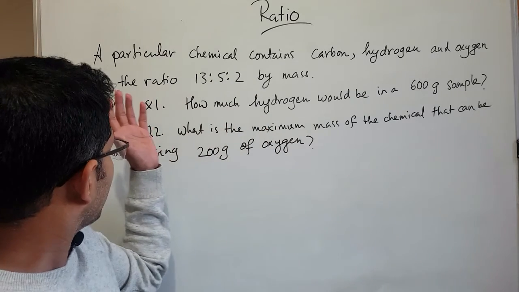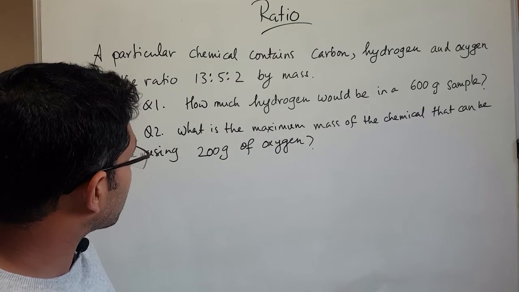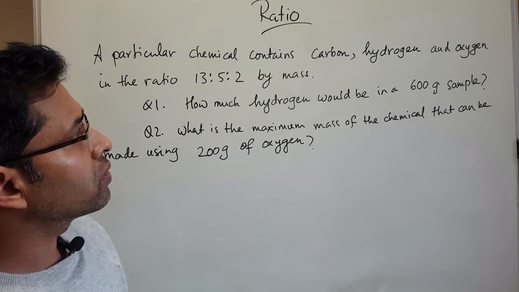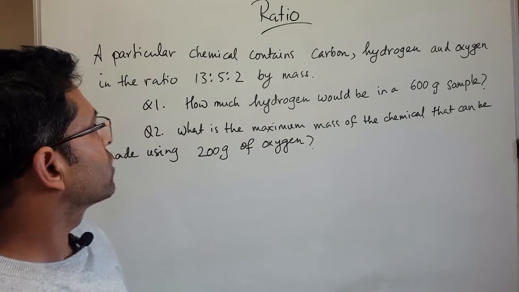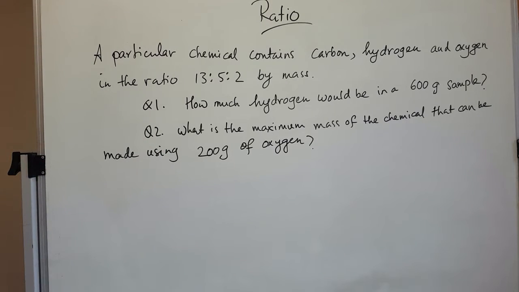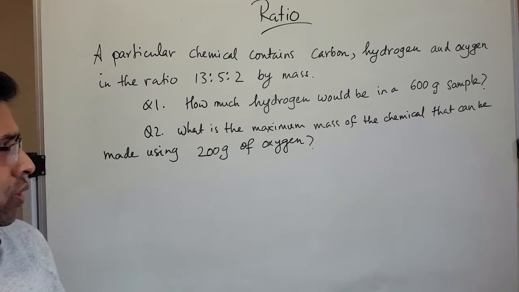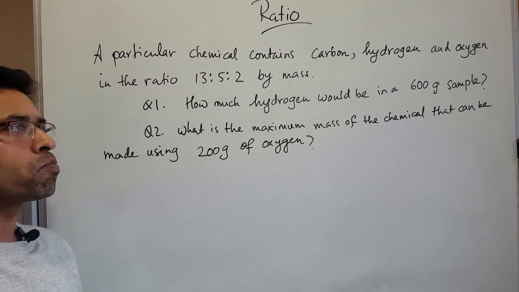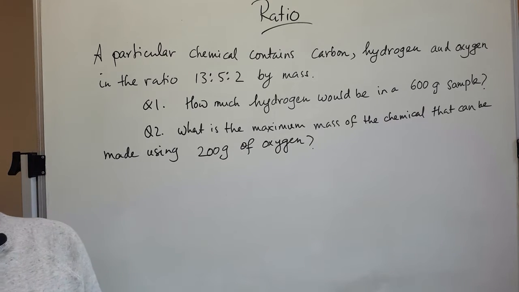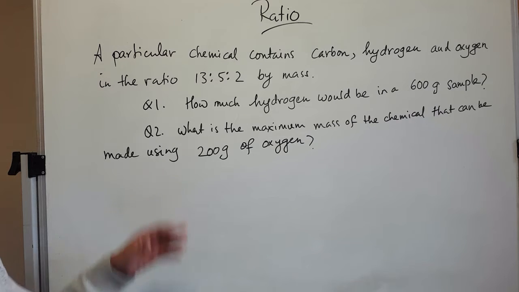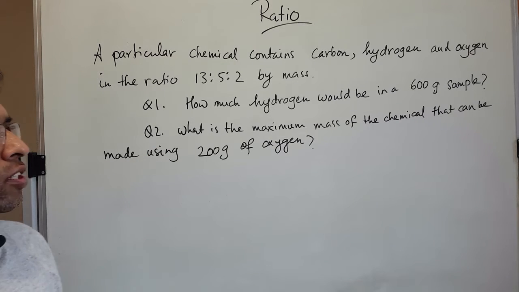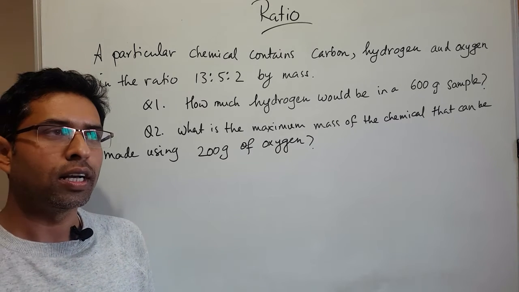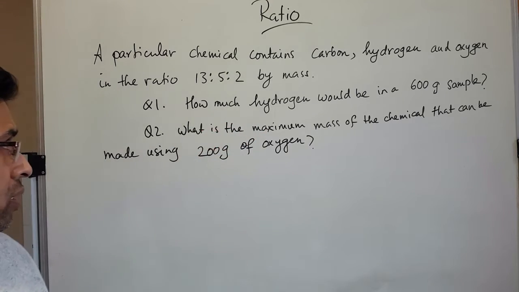Here the problem is, we have a particular chemical that contains carbon, hydrogen and oxygen in the ratio of 13:5:2 by mass. The first question is, how much hydrogen would be in a 600 gram sample? And the second question is, what is the maximum mass of the chemical that can be made using 200 gram of oxygen? We are trying to solve the first one.